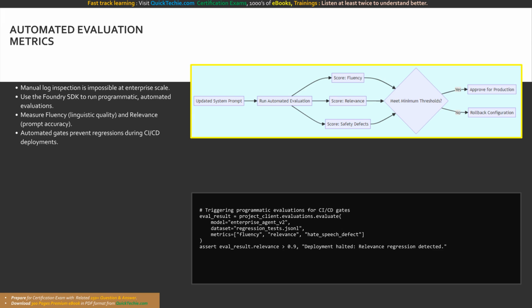Here we execute an automated evaluation encompassing fluency, relevance, and safety defects. The assert statement acts as a strict quality gate in a pipeline, halting deployments if the model's relevance degrades. This visual outlines the automated evaluation gate.